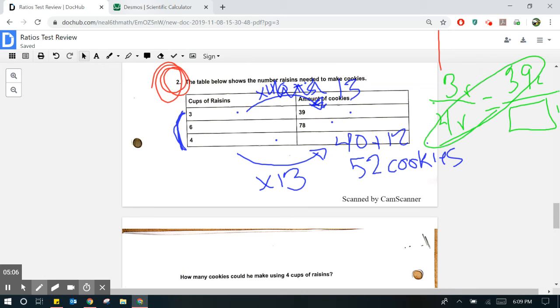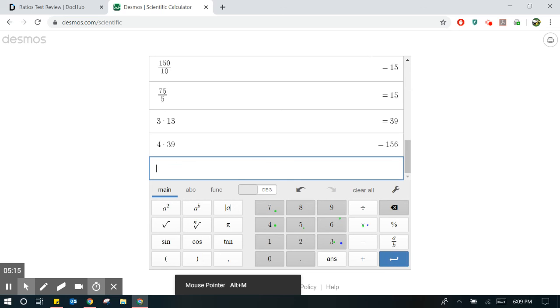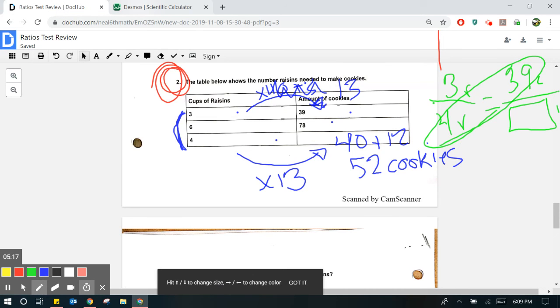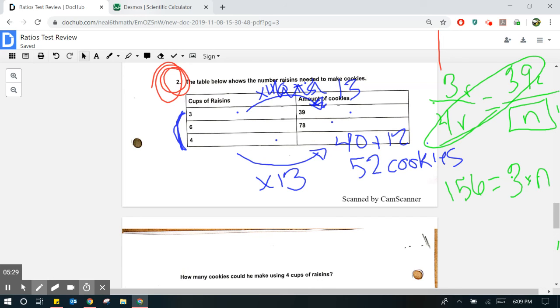So I can, again, cross multiply 4 times 39. If I do this on my calculator, 4 times 39, I get 156. And 156 is equal to, this is a variable, it's called n, it means I don't know what it is, I've got 3 times n. And if I don't know the answer to part of a multiplication problem, we divide by 3, and this gives me 1, and I'm left with 1 n, and I divide by 3 over here, and you guessed it, I end up with 52. And it's 52 cookies.